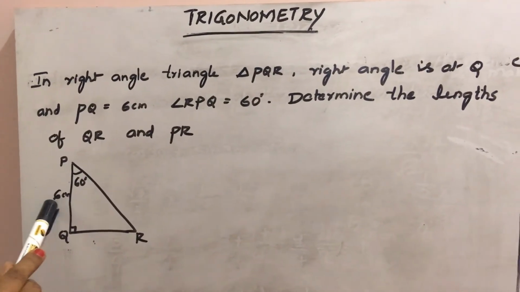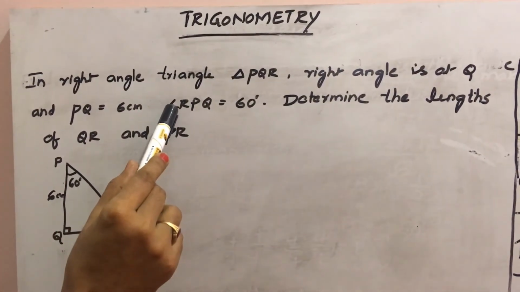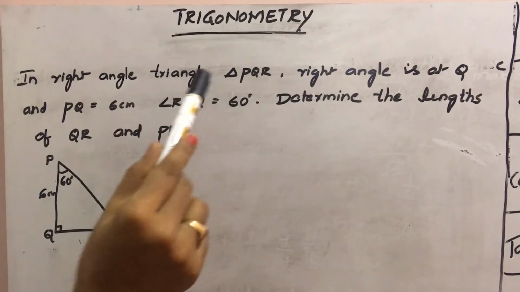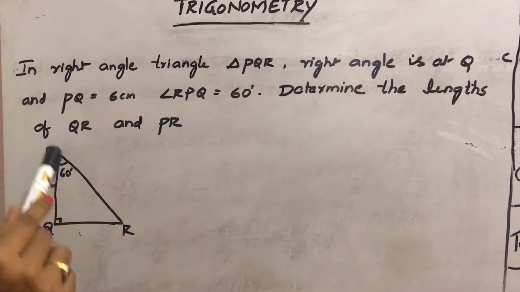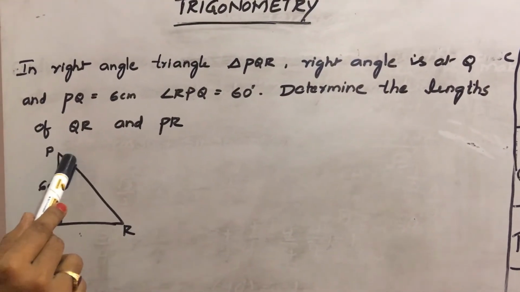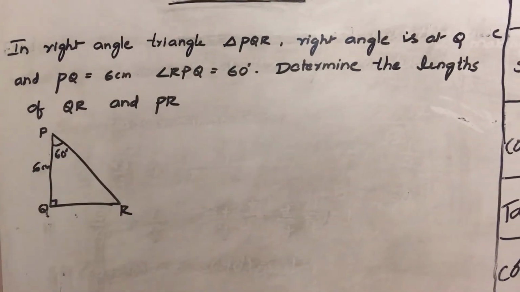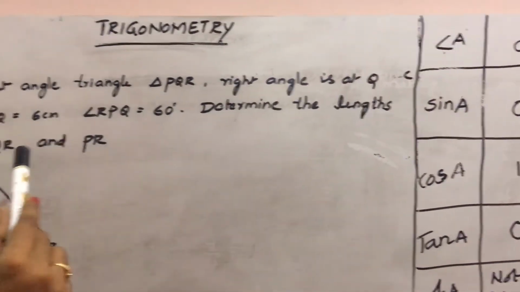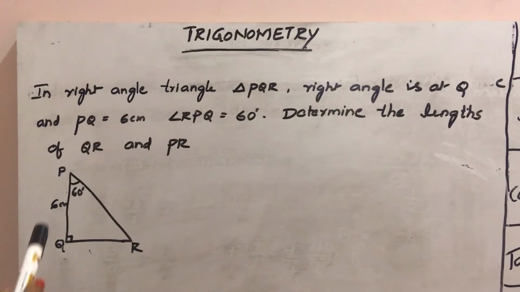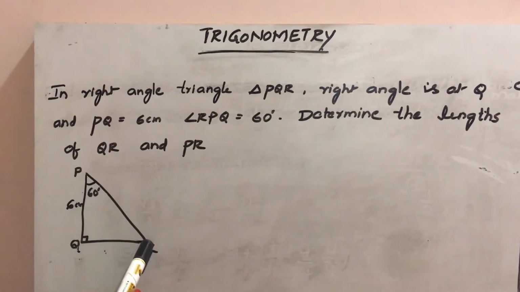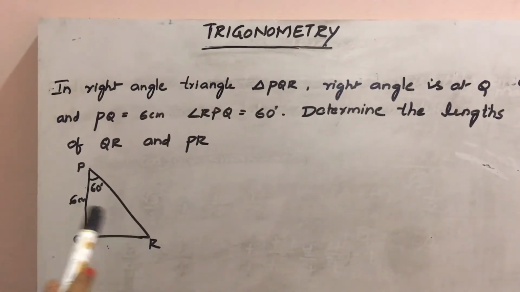You have to write like this. And also angle RPQ is given as 60 degrees. RPQ is this angle. We have to mark this as 60 degrees. Determine the lengths of QR and PR. What we have to determine? The length of PR and also length of QR.